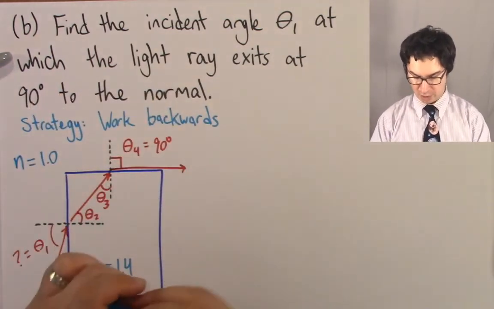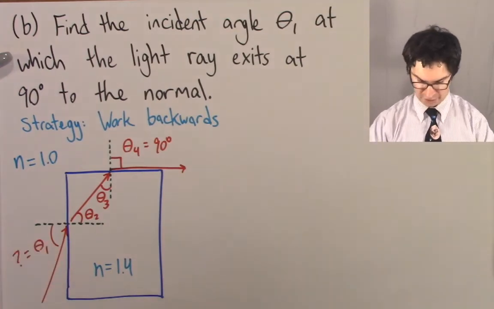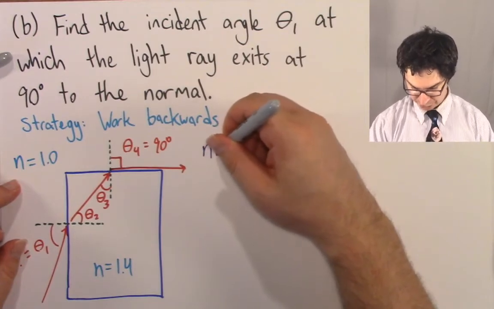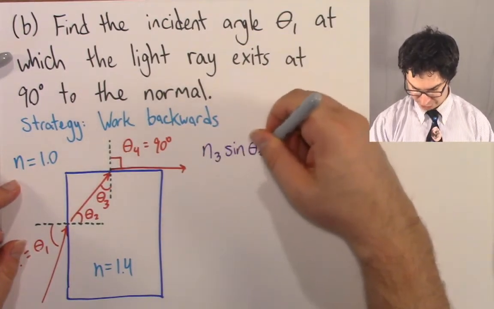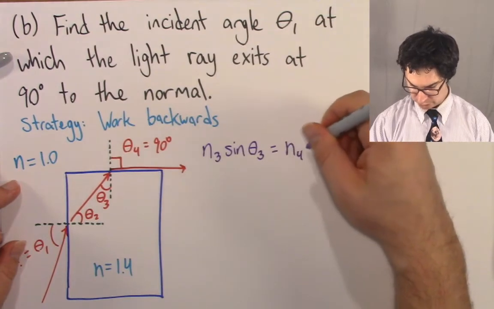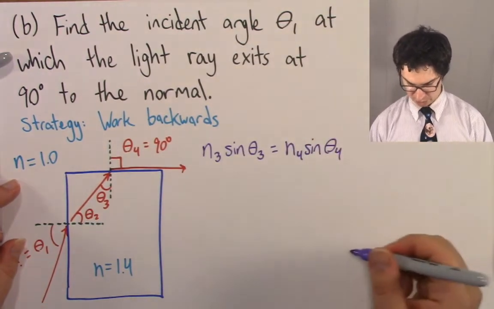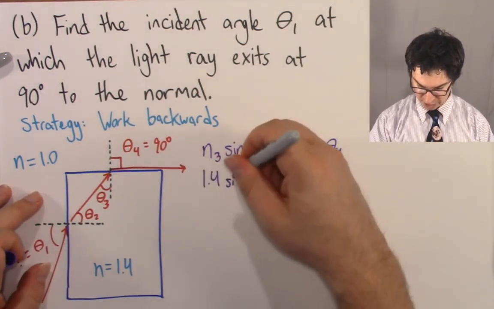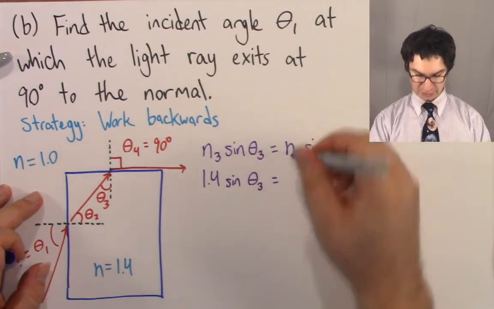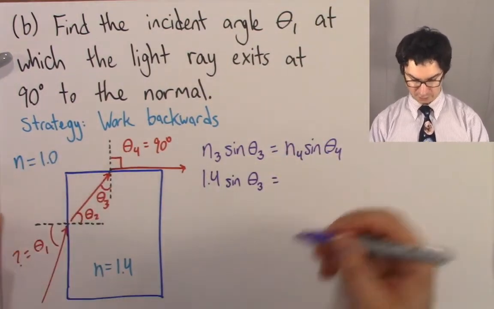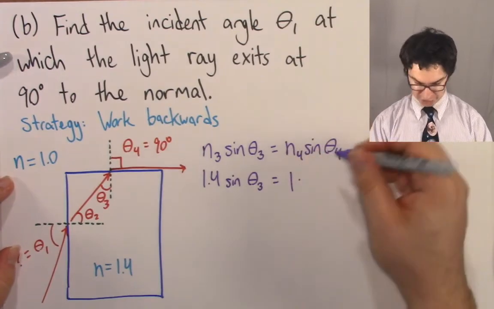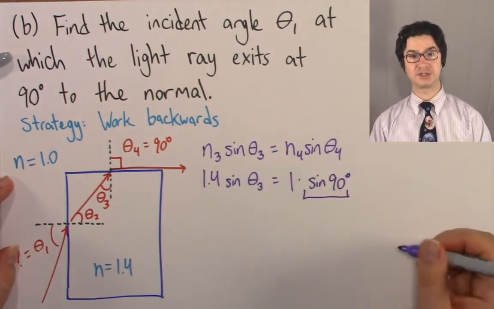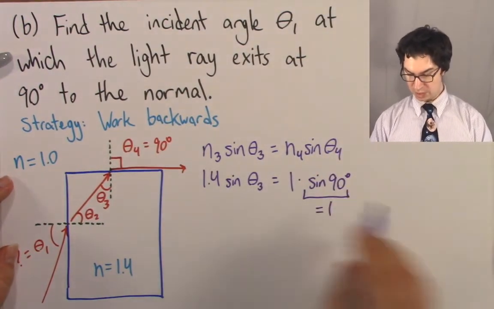Okay? So let's set up our favorite equation for refraction, which of course is Snell's law. So we're going to say n3 sine of theta 3 is going to equal n4 sine of theta 4. Okay? So n3, associated with angle 3, is going to be 1.4. Sine of theta 3, that's what we're solving for, is equal to n4, so the index of refraction associated with theta 4, which is 1, times sine of theta 4, sine of 90 degrees. And ask yourself, what is the sine of 90 degrees? Obviously, this is just 1. Okay, so 1 times 1 is 1.